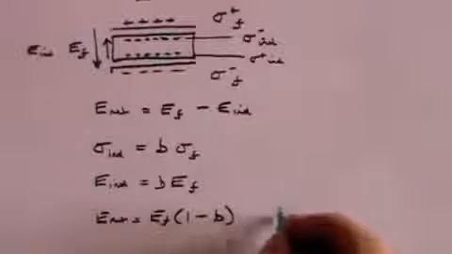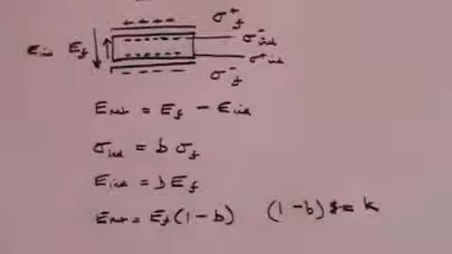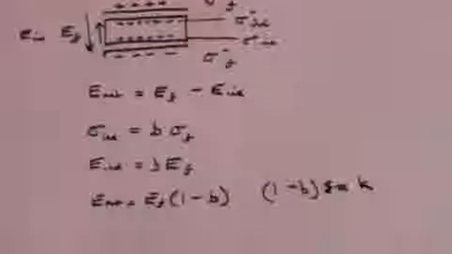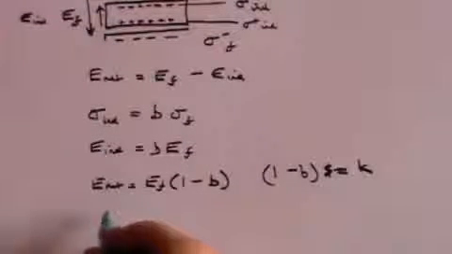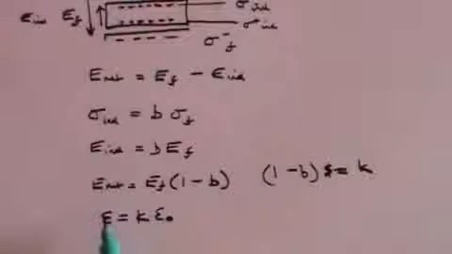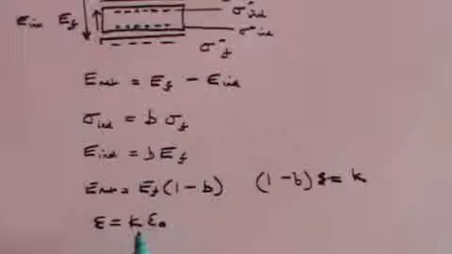And 1 minus B is K, the dielectric constant, or the relative permittivity. That's the K that we established all the way back up here. So that means that epsilon equals K times epsilon naught. The permittivity of the dielectric is equal to the relative permittivity times the permittivity of free space.